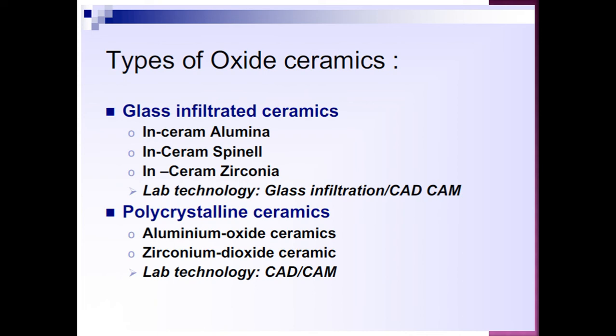So you can see various types of oxide ceramics which are partially crystalline and which are completely crystalline. Completely crystalline, we have individual elements of aluminum oxide and zirconium dioxide ceramic. But where you have glass infiltrated ceramics, that means you have a glass matrix with partial crystals dispersed in that matrix. That is the difference between these two different types of ceramic materials.